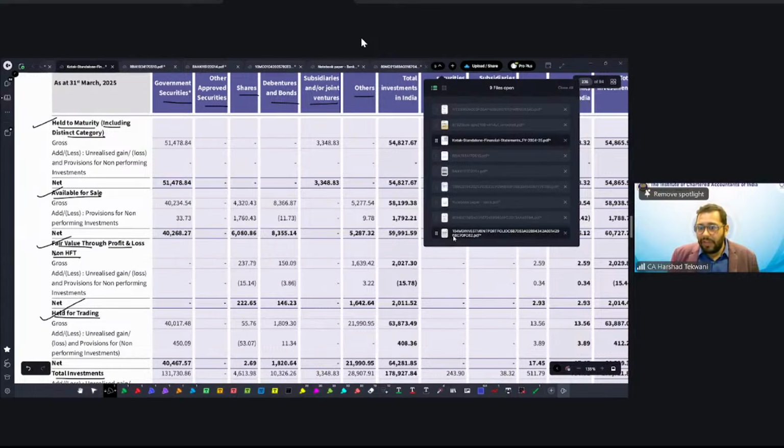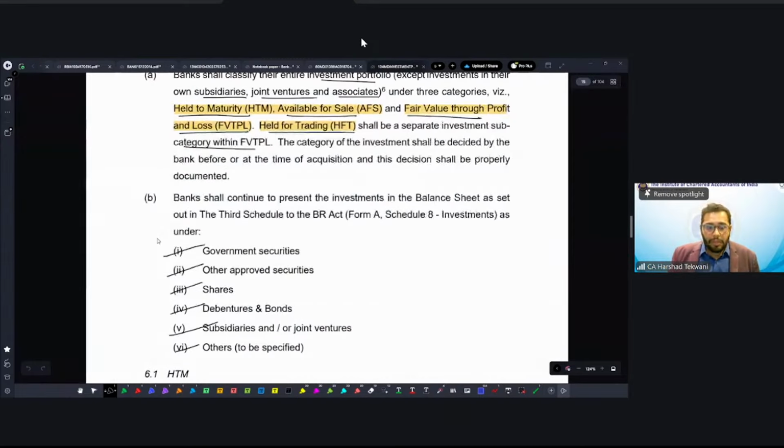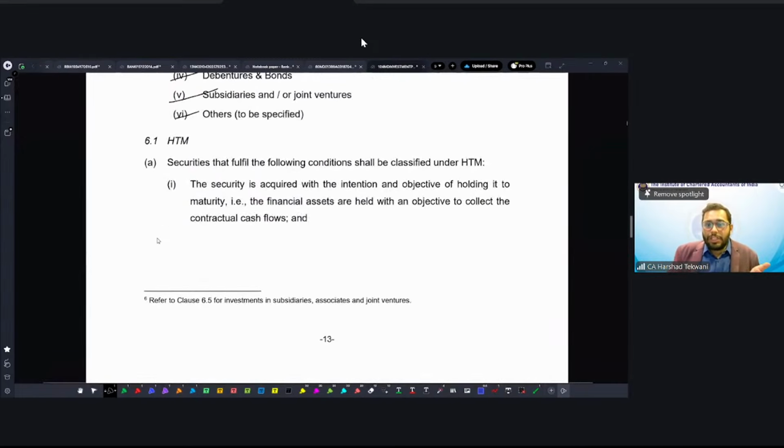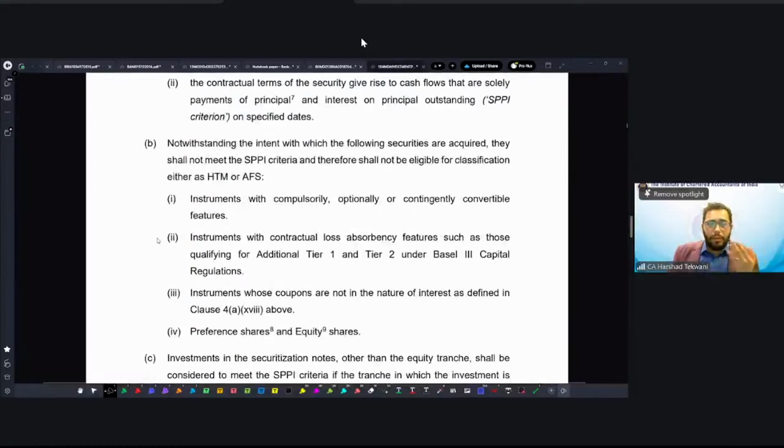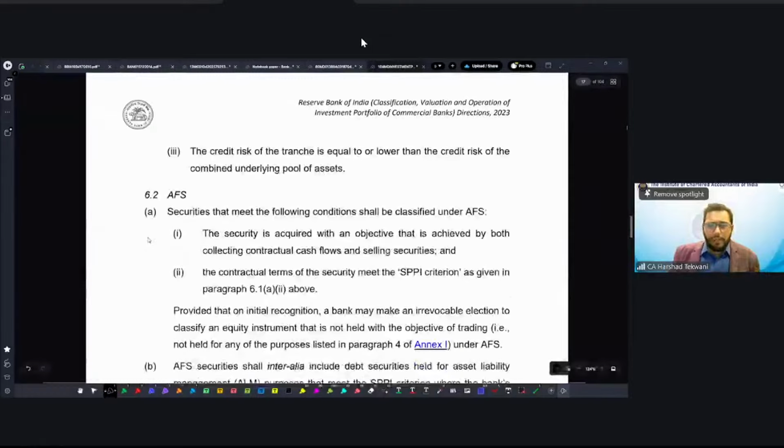And for that, we have the regulations in place. So regulation says which are the securities held for maturity, with the objective of holding them to maturity. Financial assets held with an objective to collect the contractual cash flow on them. Then again, they will provide what is tier 1, additional tier 1, tier 2, a lot of things are there in specifying that. AFS, second category, available for sale.